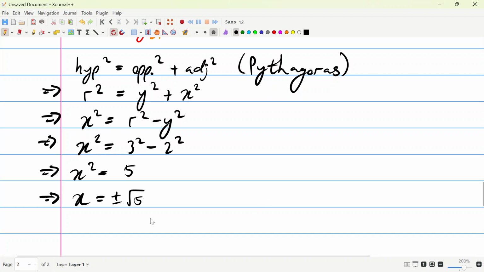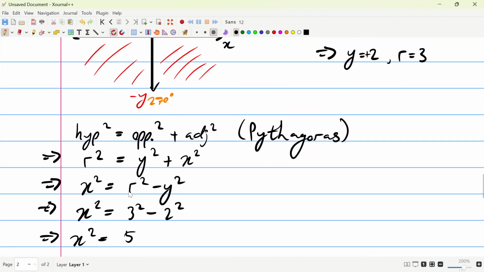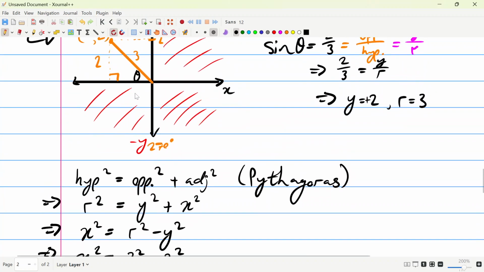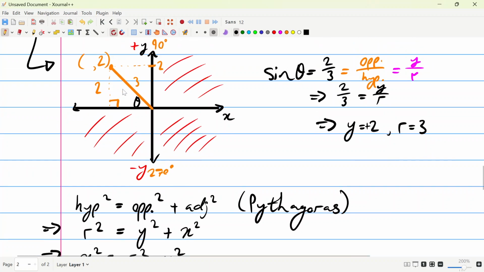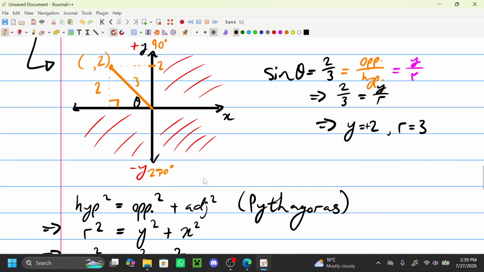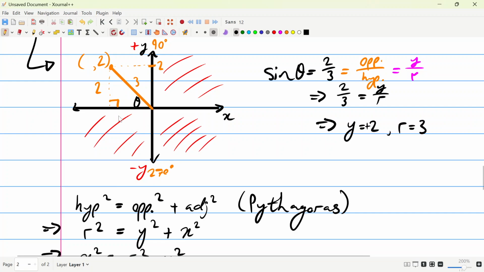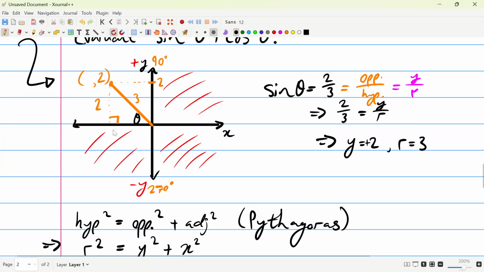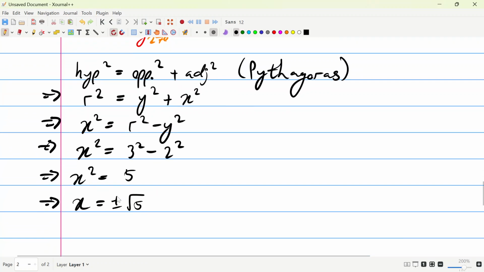Now we need to choose which one it is. Now, if you're going to say that it's going to be positive because it's just the side of a shape, you are absolutely wrong, because now we're dealing with Cartesian planes, right? So with Cartesian planes, notice we need to be accurate to what side of the x-axis it lies. Remember, we have two possible x values for this equation. We have x equals positive root 5, or x equals negative root 5.